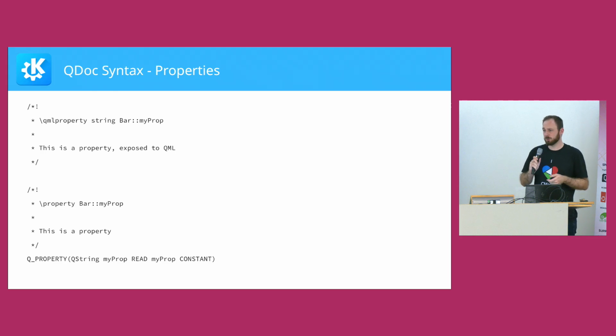With properties exposed to QML, it's a bit different because we write QML property, and then we need to explicitly specify the type that is being used. And specifically the type how QML sees it, not how C++ sees it. So for example, the property here is of type QString, but there is no QString in QML, there's just string lowercase. Or for example, in C++ you would have QReal or QRect, and then in QML you just have real or rect. But it's something you get used to eventually.